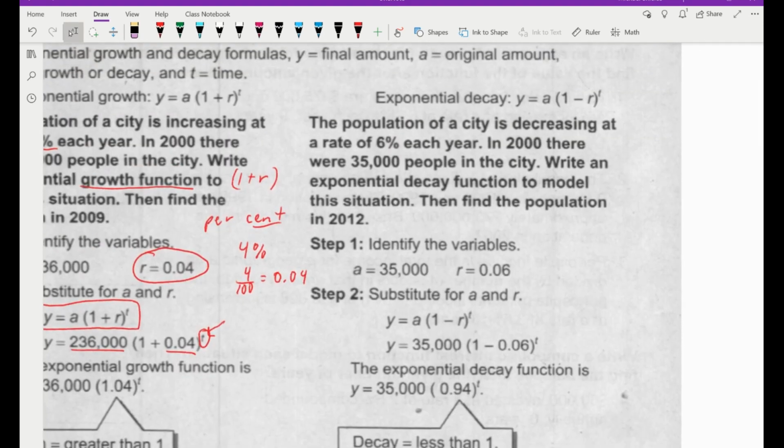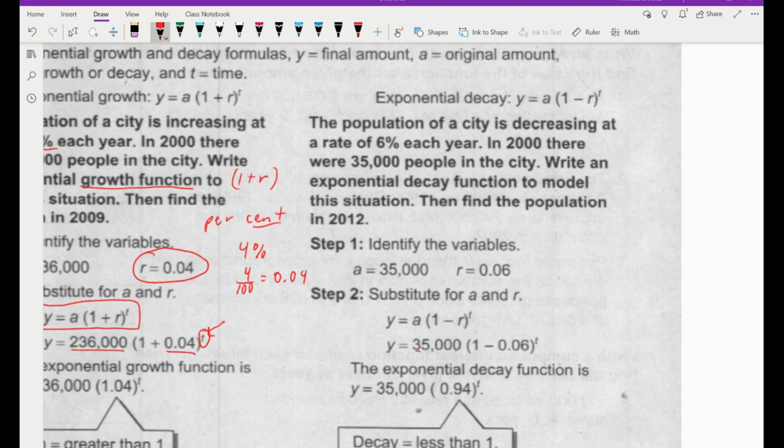Let's look at a decay function. Population of a city is decreasing at a rate of 6% each year. In 2000, there were 35,000 people. This is obviously a town of 35,000 people. Write an exponential decay function to model this, then find the population in 2012.